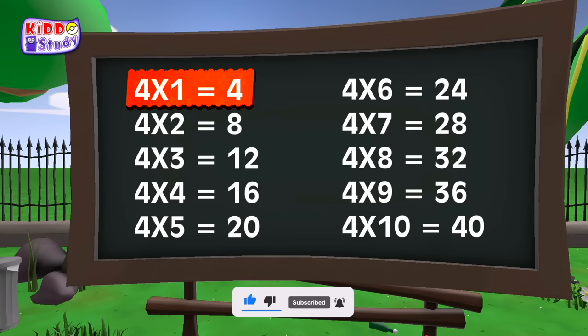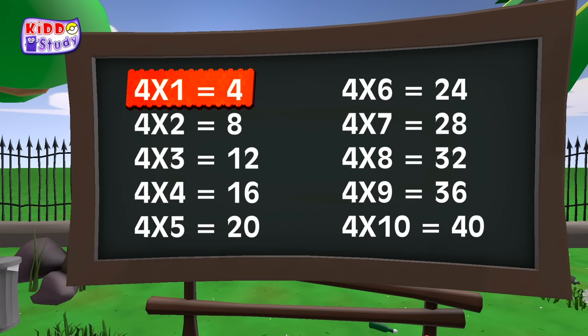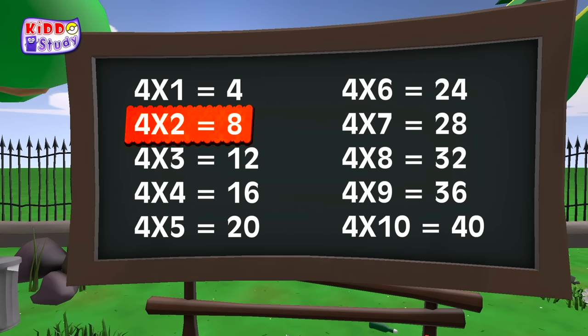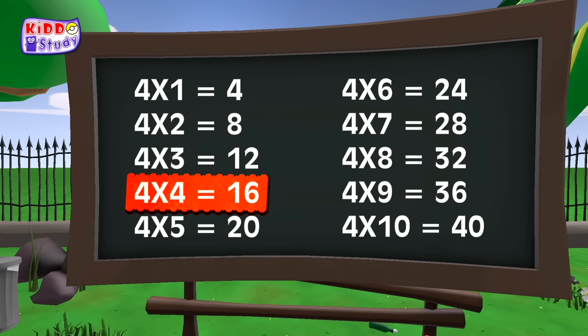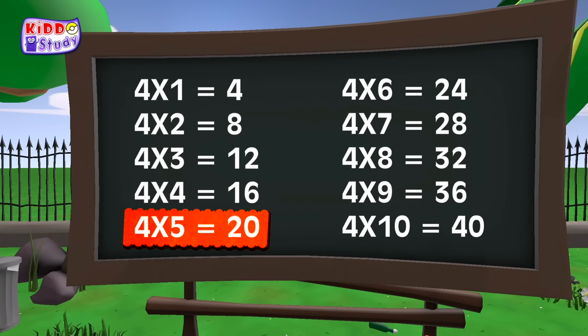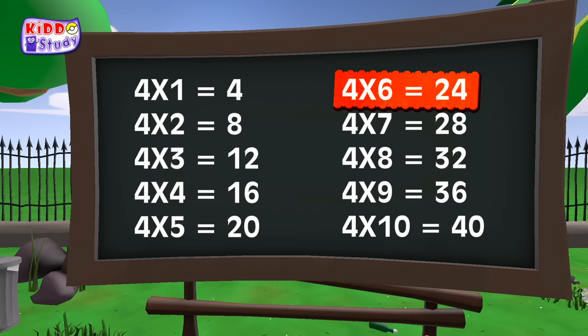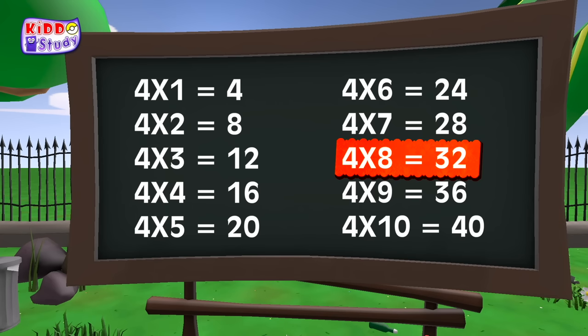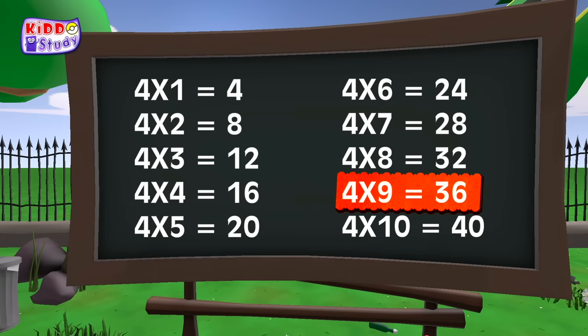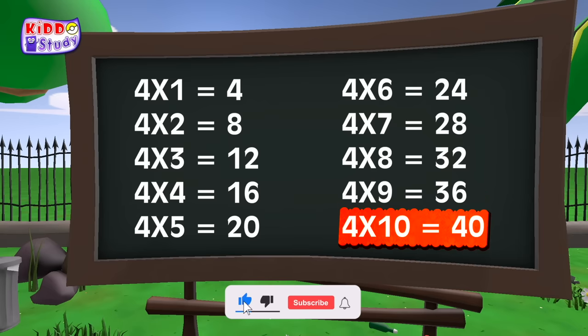Once again, children. 4 ones are 4. 4 twos are 8. 4 threes are 12. 4 fours are 16. 4 fives are 20. 4 sixes are 24. 4 sevens are 28. 4 eights are 32. 4 nines are 36. 4 tens are 40.